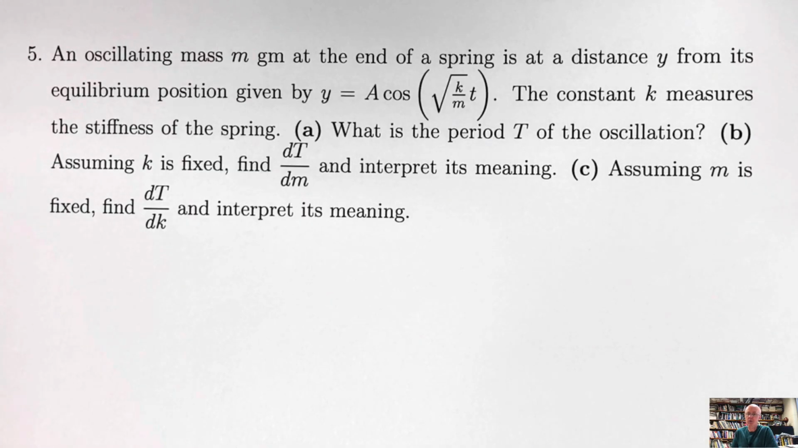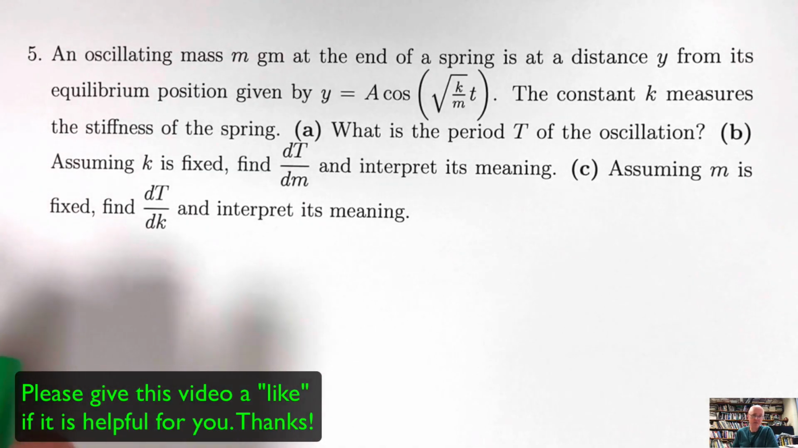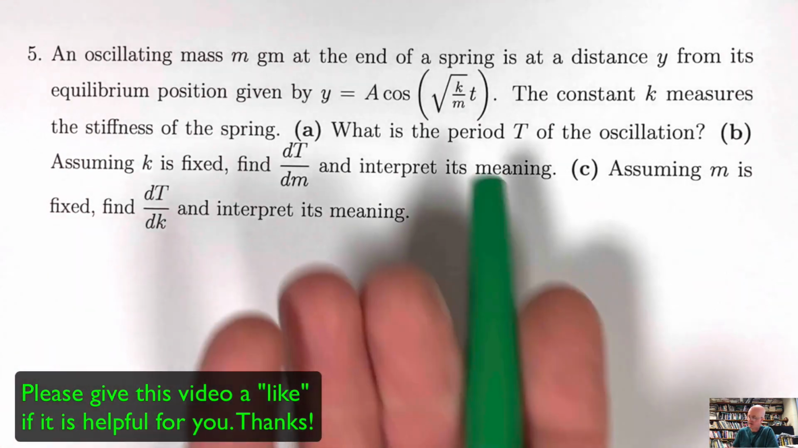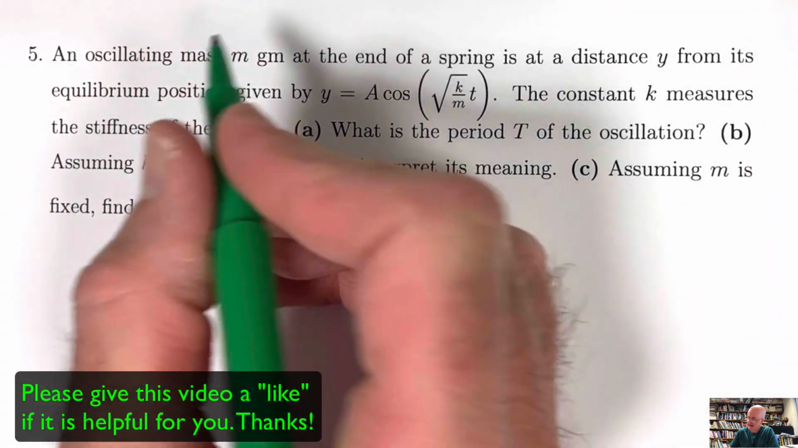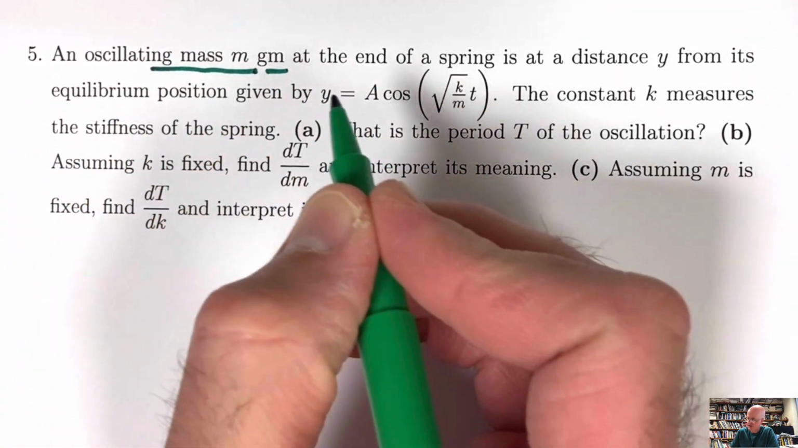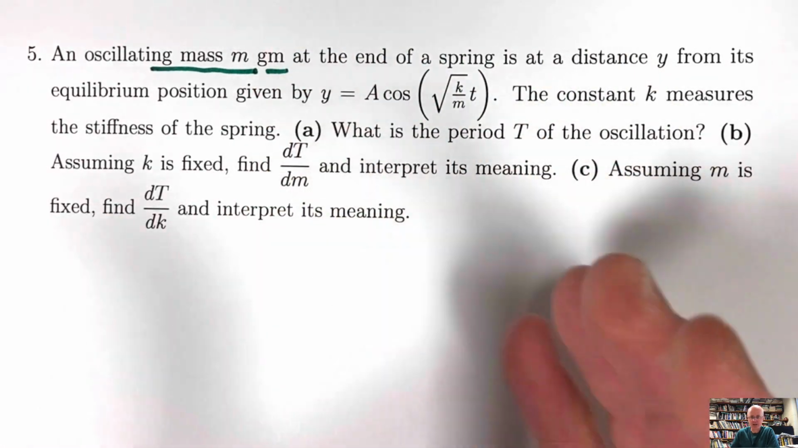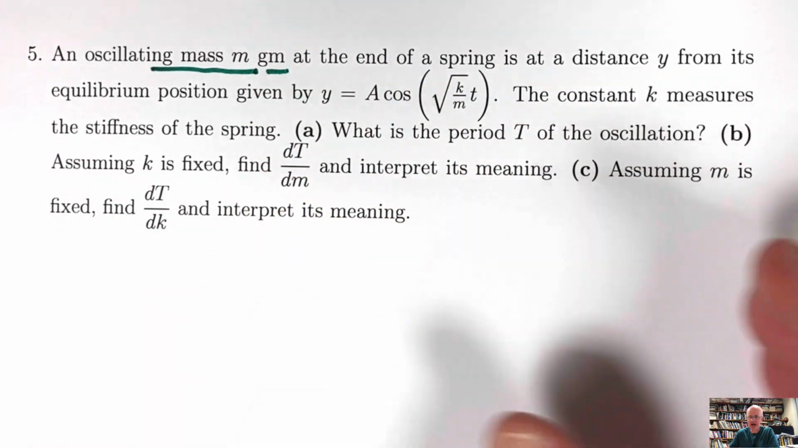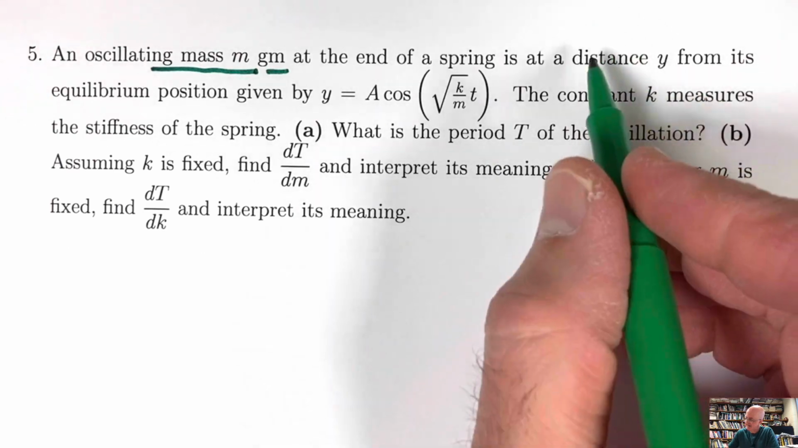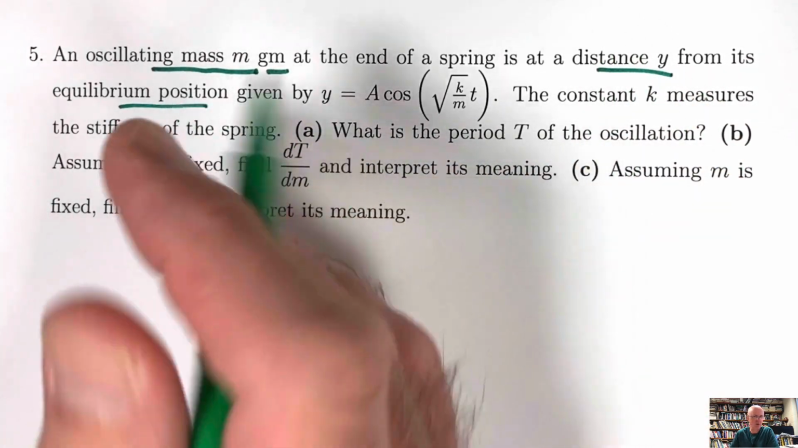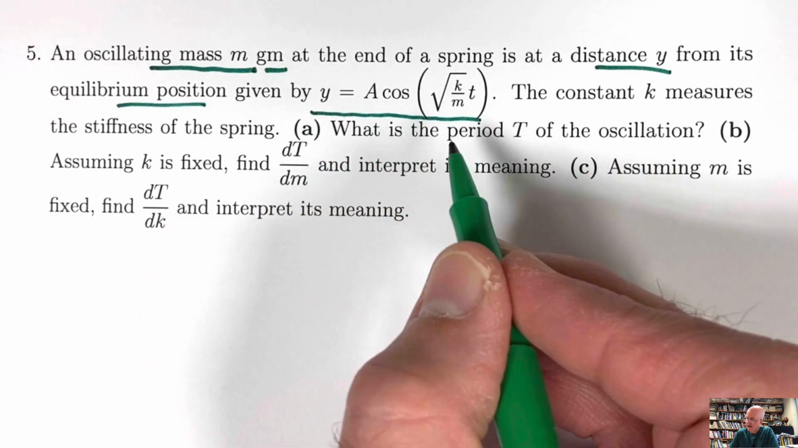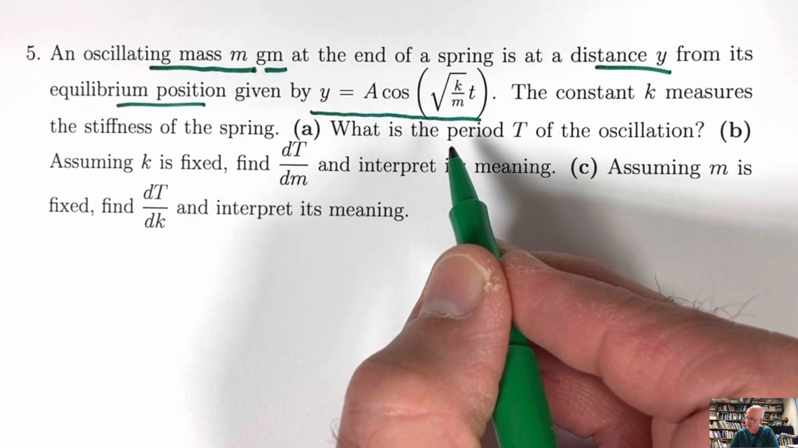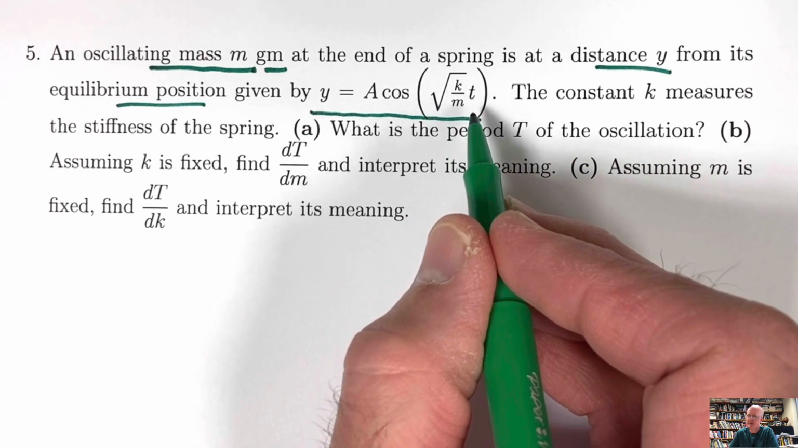Our last problem is a word problem that technically does involve a trigonometric function. You can see it here, the cosine function, but does not actually involve a trigonometric derivative. That's okay, it's an important kind of problem. It says that an oscillating mass m grams, gm means grams, is at the end of a spring. So you've got a spring and a mass attached to the spring, it's oscillating back and forth. It is at a distance y from its equilibrium position where it would be at rest, given by this equation here, y equals a times cosine of square root of k over m times t.